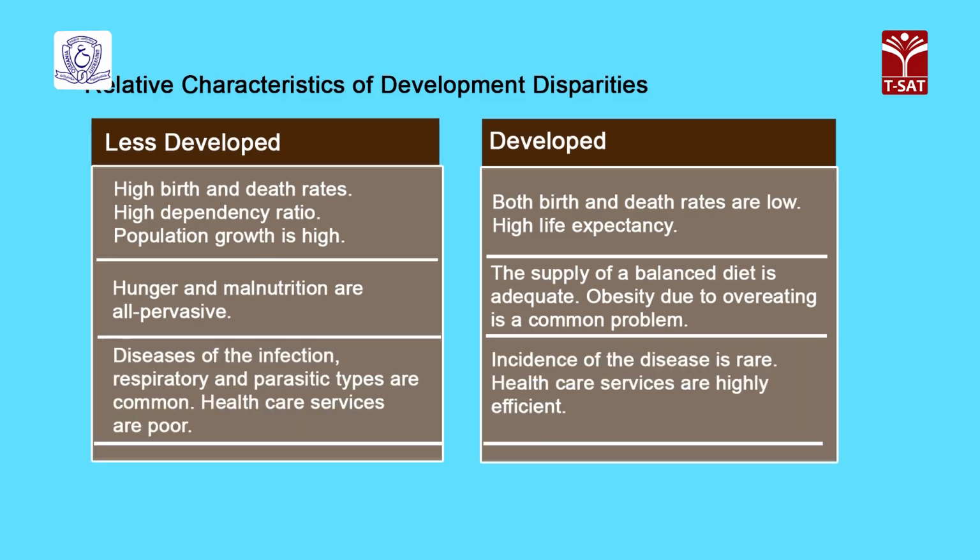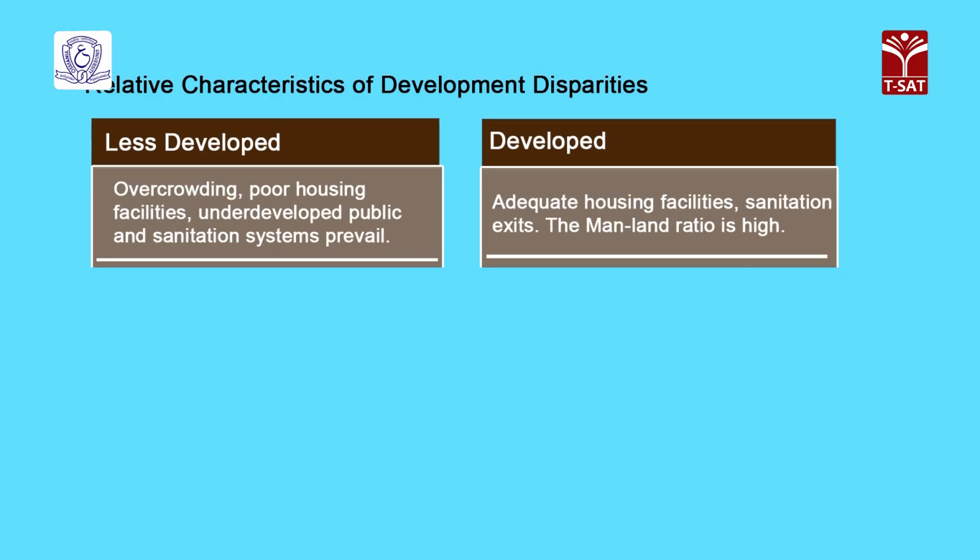Diseases of the infectious, respiratory and parasitic types are common. Healthcare services are poor. On the other side, incidence of disease is rare. Healthcare services are highly efficient. Overcrowding, poor housing facilities, and underdeveloped public and sanitation systems prevail. On the other side, adequate housing facilities and sanitation exist. The man-land ratio is high.